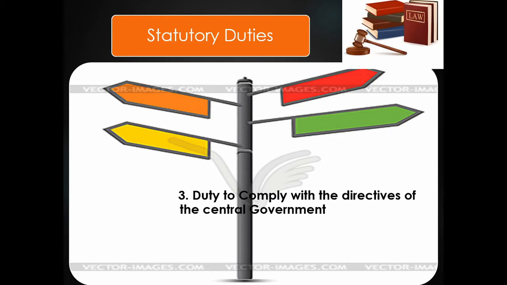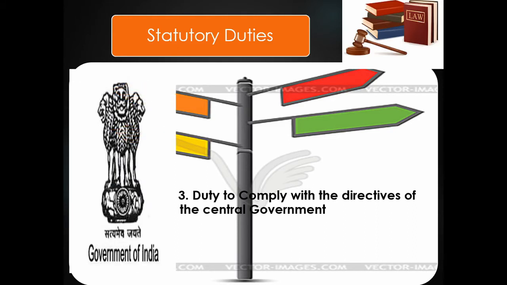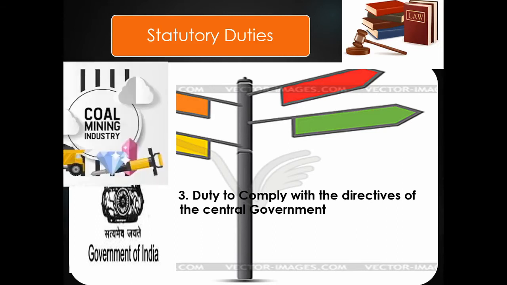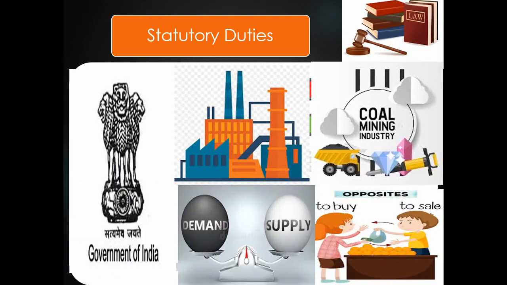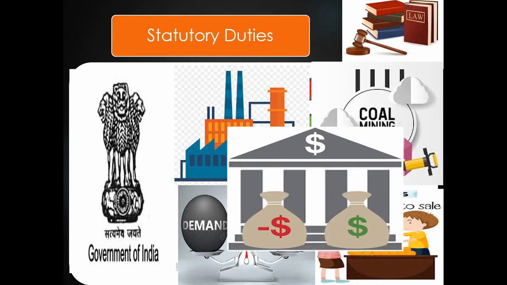And the third one regarding directives of a central government. In some specialized areas, central government will issue certain directives to the auditor which should be followed while auditing such companies. So central government of India has issued directives regarding auditing of manufacturing as well as mining industries, regarding supply and delivery companies, regarding purchase and sale of goods companies, and regarding the financial institutions. For all these industries, central government has issued directives, and it is the duty of auditor to comply with or follow these directives issued by the central government.